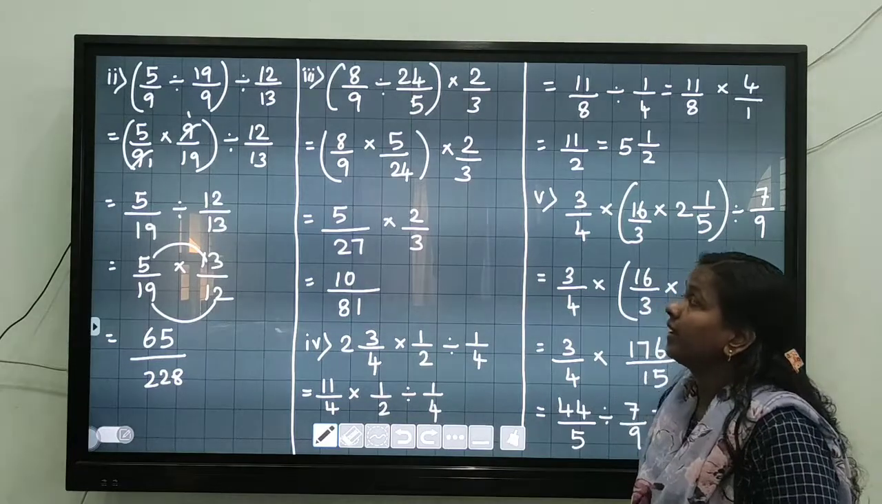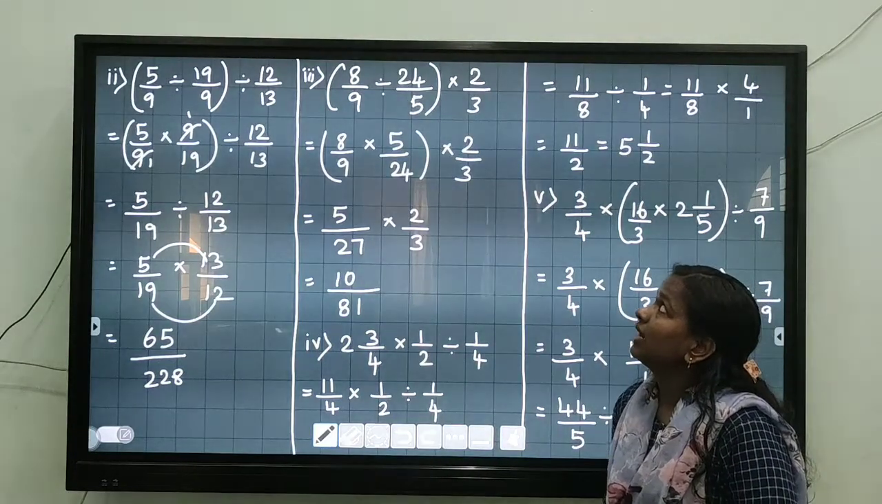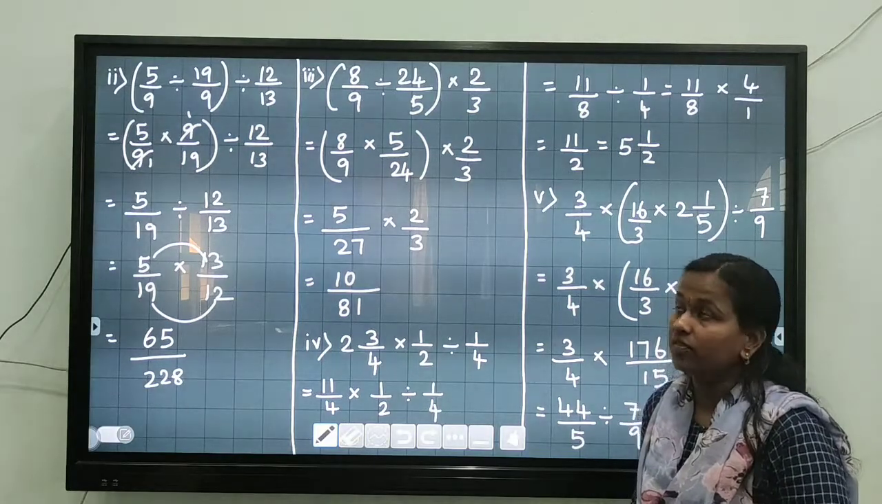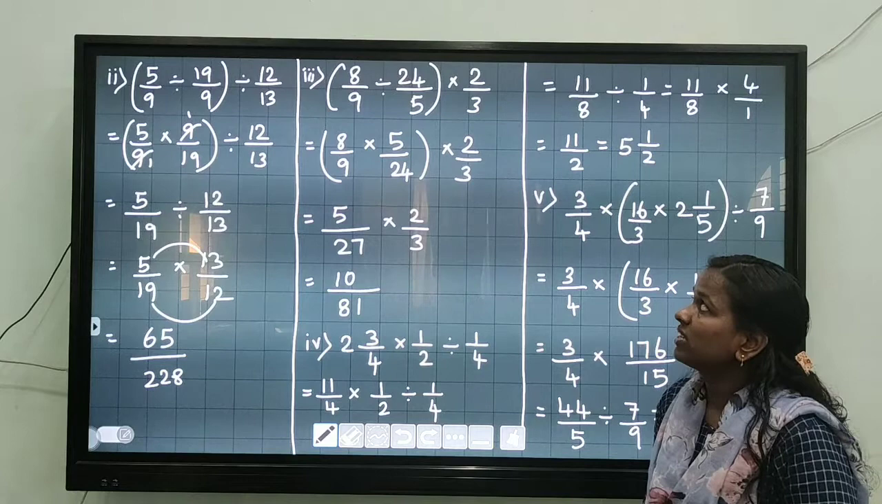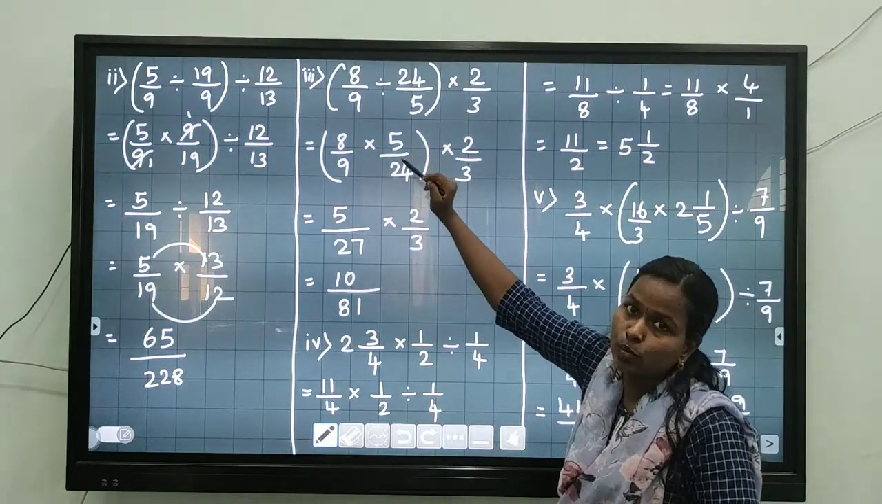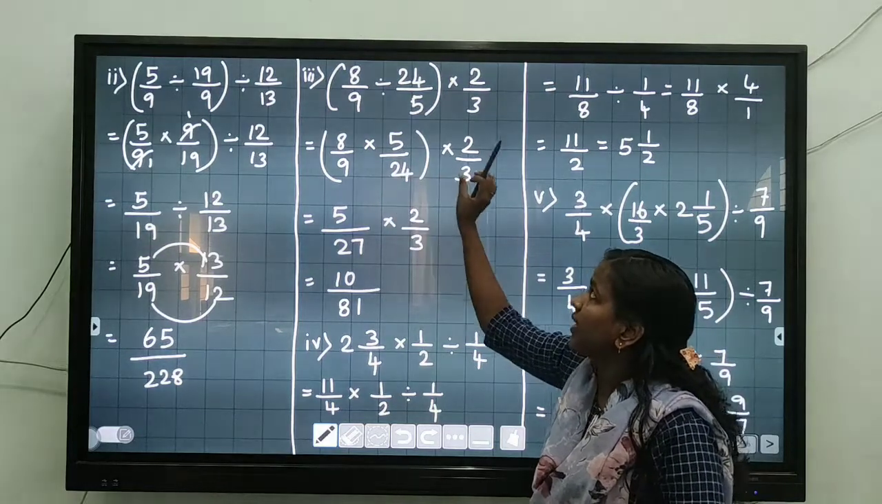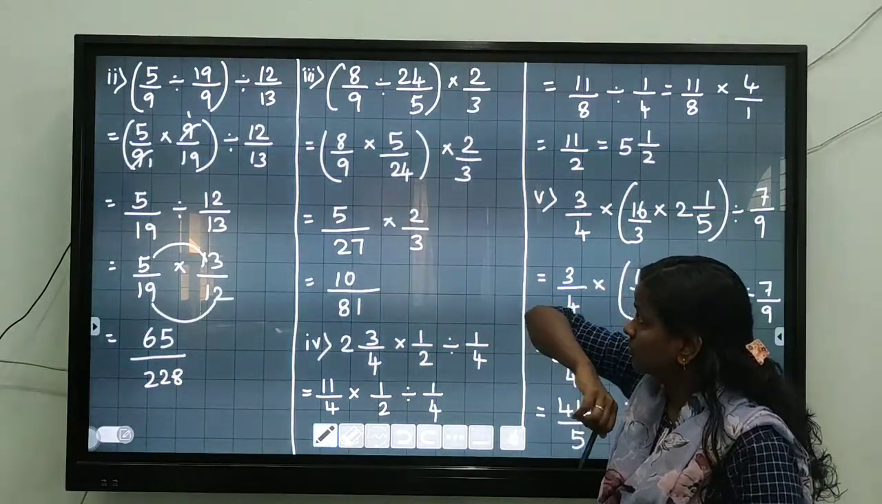Next one, 8 by 9 divided by 24 by 5 multiply 2 by 3. So first we have to give reference to the terms which are given inside the bracket. So I am changing this division as multiplication, then the reciprocal of the term, then I am writing the rest as it is. Now I am going to find the common factor of this one.